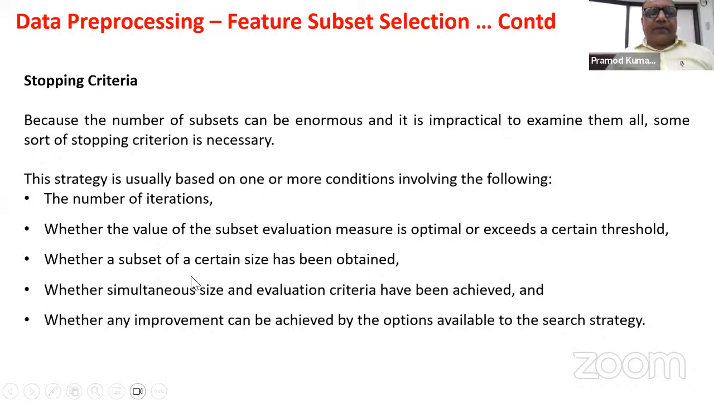Exactly in the same way, whether a subset of a certain size has been obtained. A certain size means, suppose I do not want more than 10 attributes. The moment I reach 10 attributes, I will simply stop. Among these, there will be some subsets with one attribute, some with two, some with three, and so on. Among these, whichever is the best one, I will take as the final one.